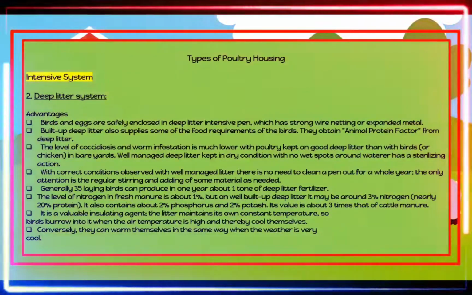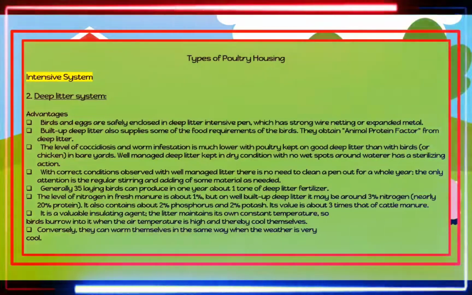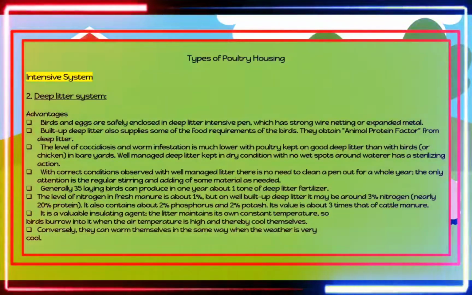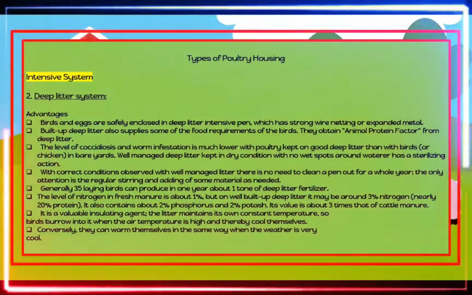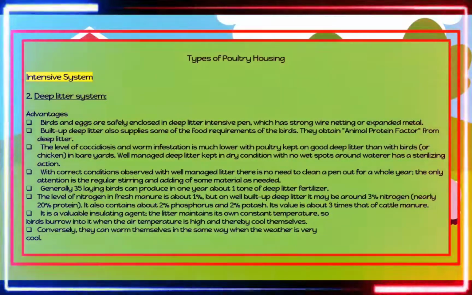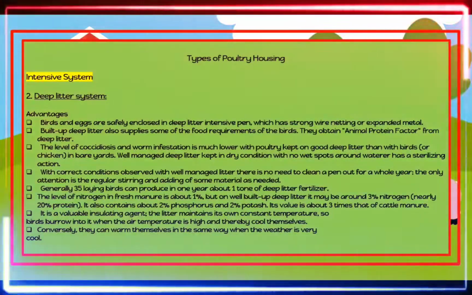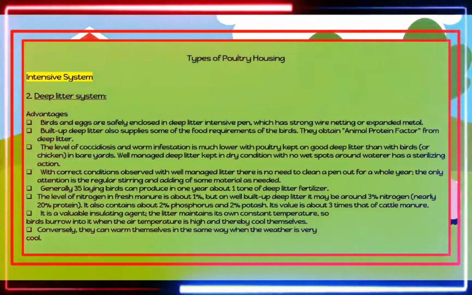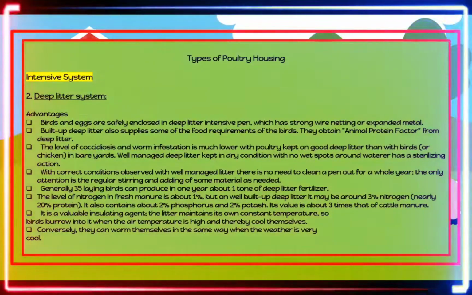The droppings of the birds gradually combine with the materials used to build up the litter. In about 2 months, it has usually become deep litter, and by 6 months, it has become built up deep litter. At about 12 months of age, it is fully built up. Extra litter materials can be added to maintain sufficient depth.